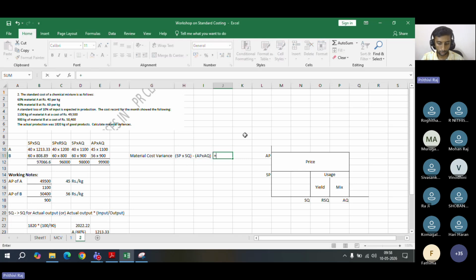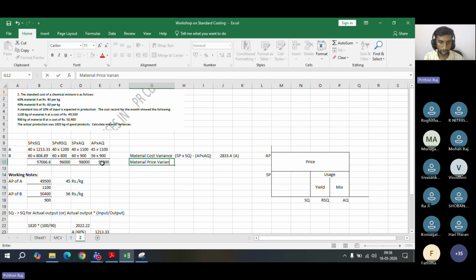SP into SQ is here, I just directly put it, minus AP into AQ is here. So I get 2833.4 negative, since the formula is coming here. In the sum, you should not put it negative. Instead of negative, you should put adverse.